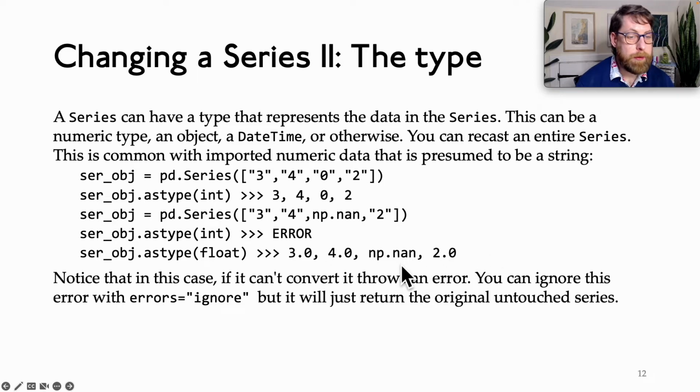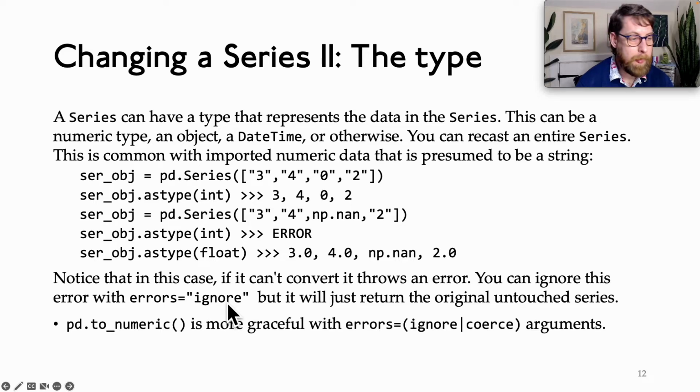So if it can't convert, it throws an error. And you can ignore this with errors equals ignore. Now, one slightly better way to do that, certainly in pandas, is to use the to_numeric method. Now that's a method of pandas, not a method of this series. So actually we insert the series in here, and then we can say coerce as well as ignore.